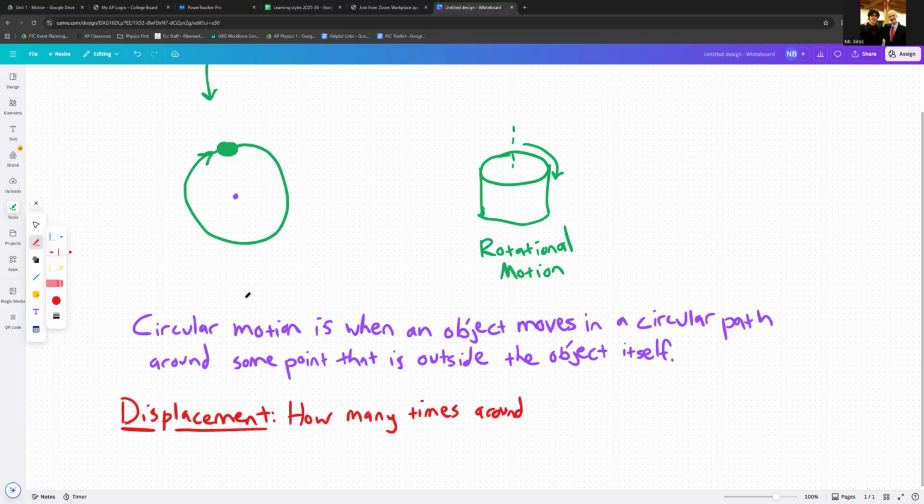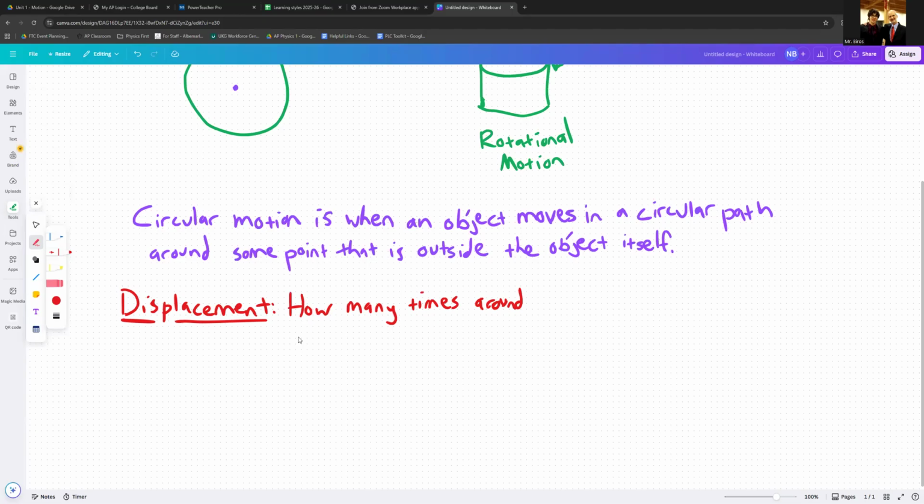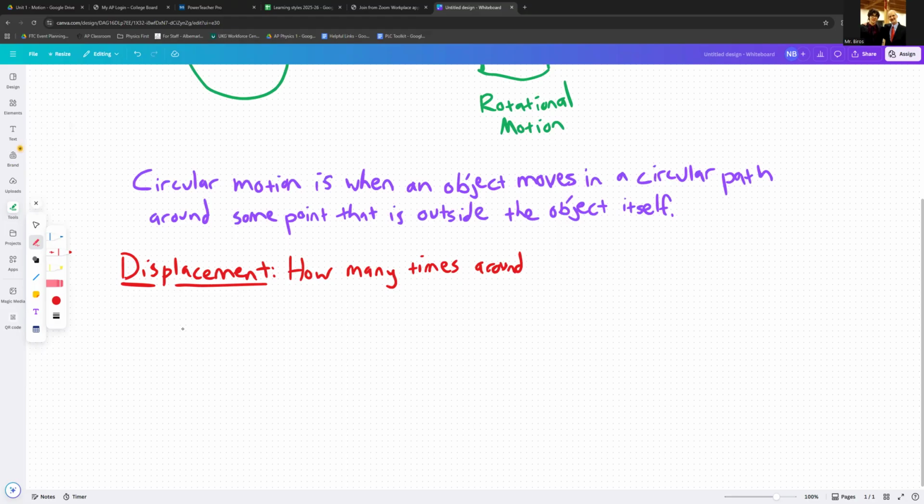Okay. And then we'll ask some other questions. Let me fill in a little bit of some definitions for velocity and acceleration as well. So we'll kind of do this side by side.